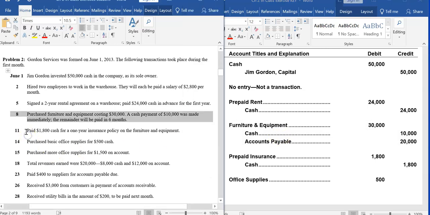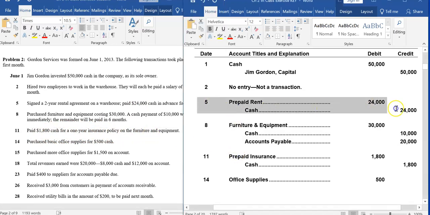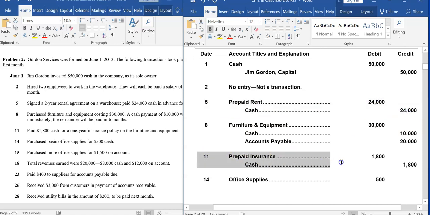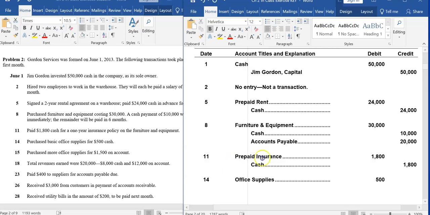On the 11th, we paid $1,800 cash for a 1-year insurance policy on the furniture and equipment. Here we are paying for a future insurance cost. Just like when we prepaid our rent, we are prepaying future insurance. We are creating a new asset, prepaid insurance. This asset will help us cover our insurance cost in the future. We have more prepaid insurance. We have more asset. We are going to increase prepaid insurance.